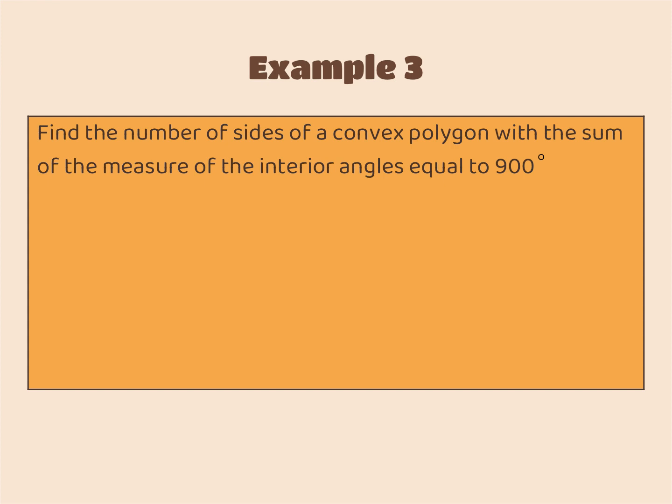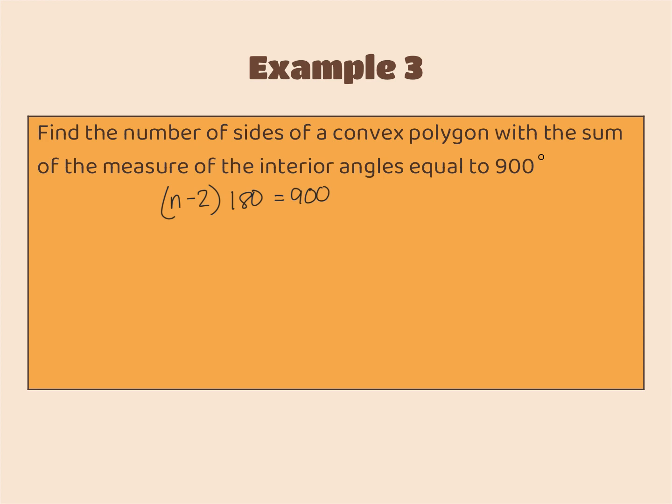All right, looking at example number 3, it says find the number of sides of a convex polygon with the sum of the measure of its interior angles equal to 900. So they're telling me that it equals 900, so I need to work backwards. I have my formula for interior angles, which is the number of sides minus 2 times 180 equals 900. And now I have to work backwards and solve for n.